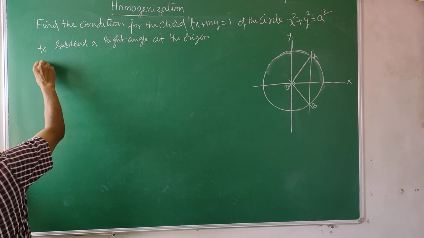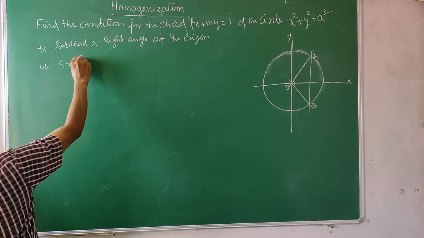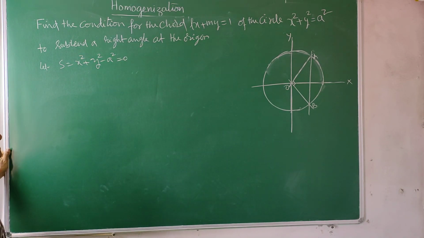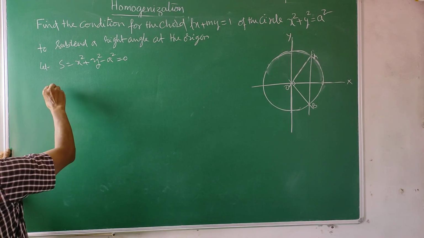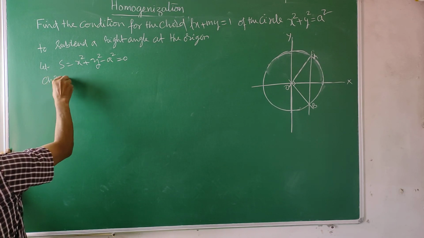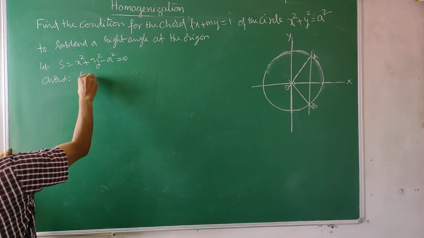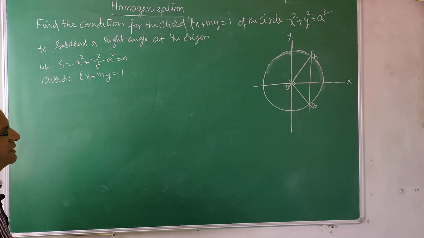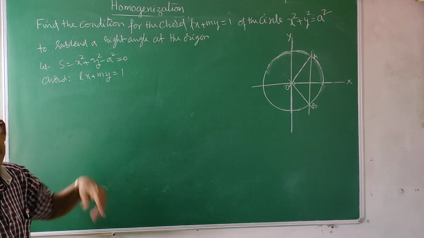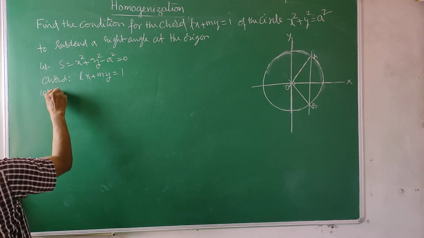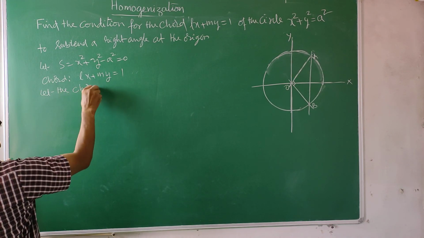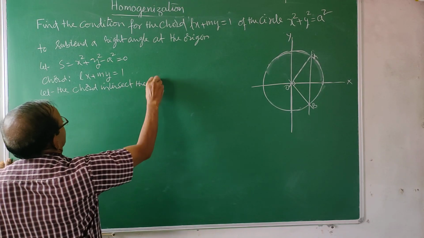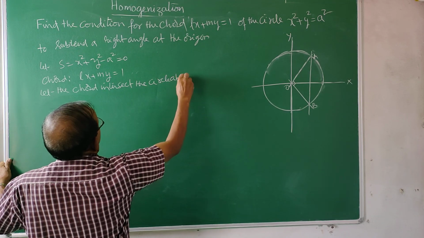Now let us take the curve first. The curve is a circle. Let S is equal to x square plus y square minus a square is equal to 0, and that chord Lx plus my is equal to 1. It is already given as 1. Now let us assume that the chord intersects the circle at A and B.